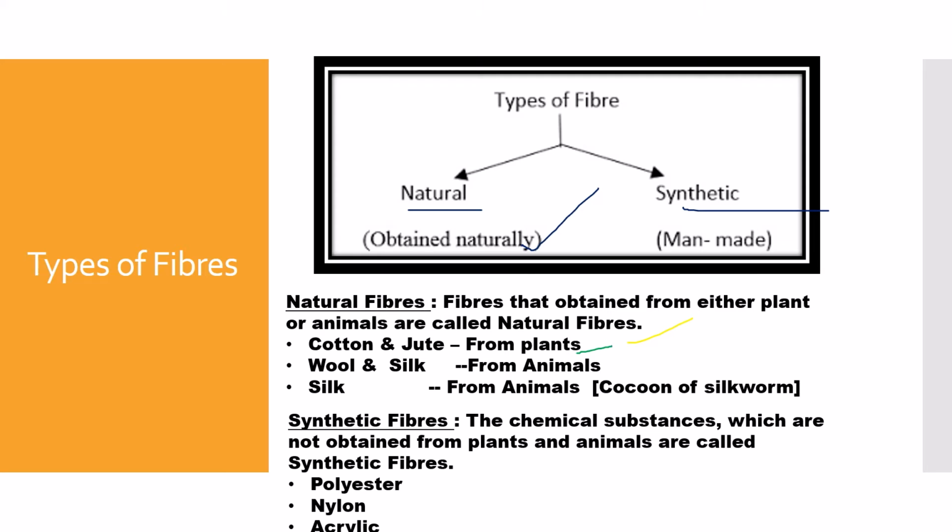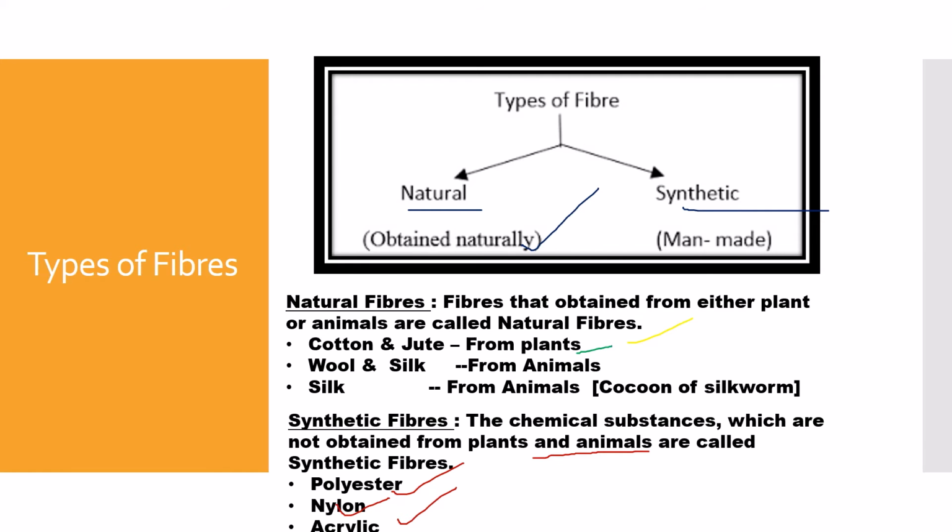And next is synthetic: chemical substances which are not obtained from plants and animals, that is, they are man-made. Man-made fibers are called synthetic fibers, and examples are polyester, nylon, acrylic, etc. There are so many chemical substances through which we make synthetic fibers, and these are very popular also.